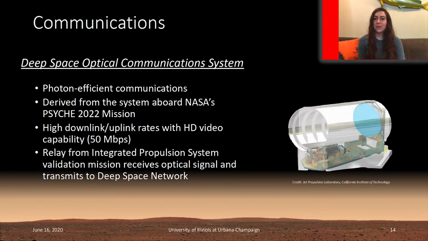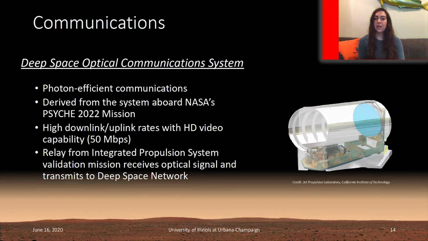The primary communication system on SHIELD is derived from the Deep Space Communication System being developed by Caltech's Jet Propulsion Laboratory. This laser communication suite, which is set to fly aboard NASA's Psyche mission in 2022, uses photon-efficient communications to deliver high uplink and downlink rates, including HD video capabilities.